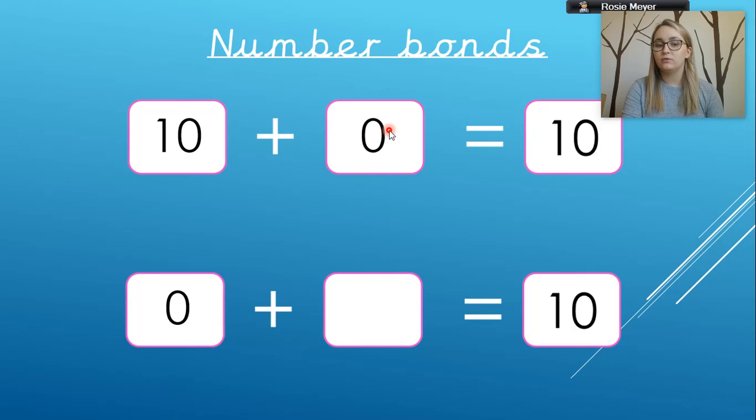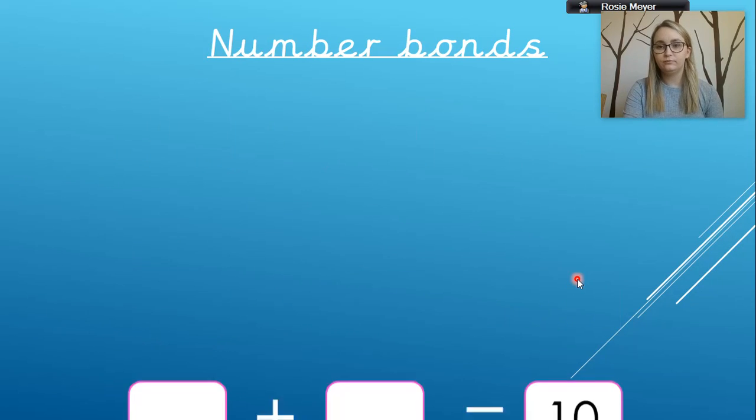Well done, it's 0. So if we were flipping we need to flip the number sentence around to change these numbers to show us the other number bond to 10. So what's going to be the number that we put with 0 to make 10? 10. Fantastic. So we've got 10 add 0 equals 10. 0 add 10 equals 10.